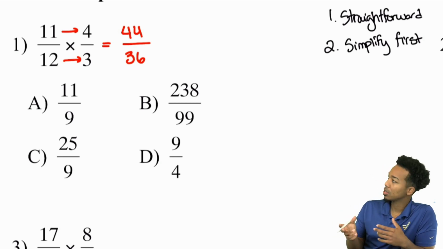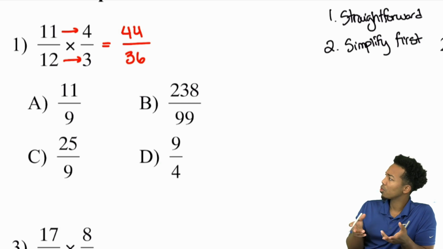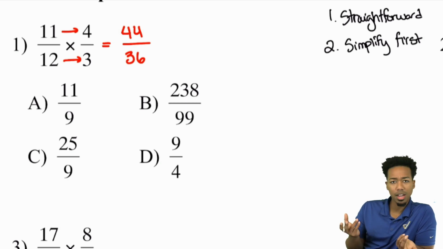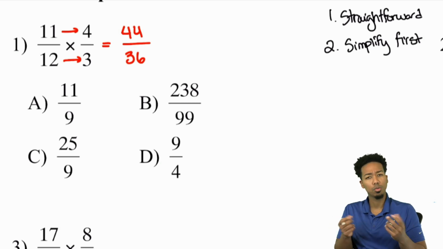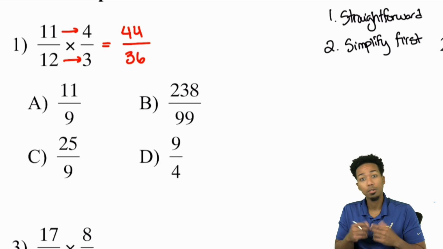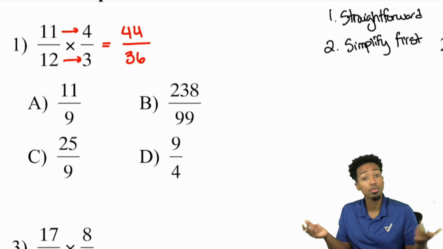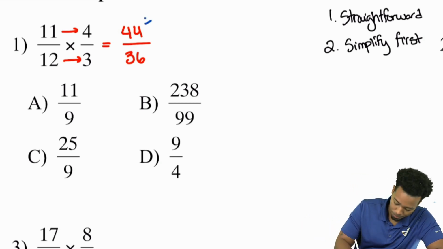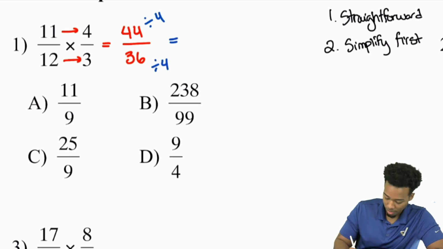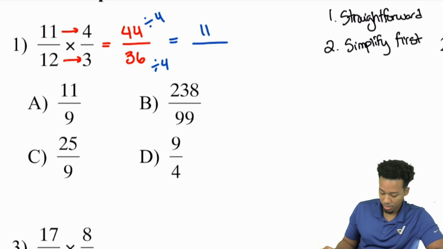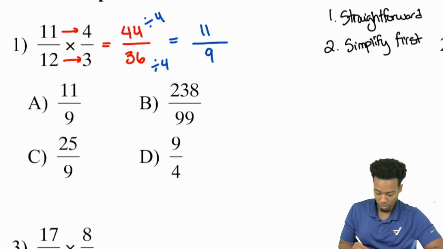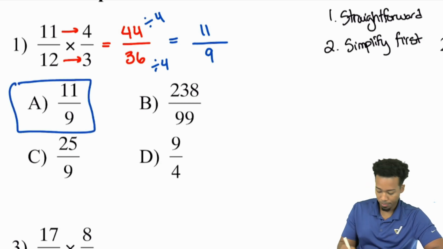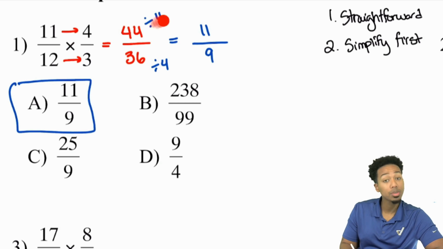Now, when you check this out, you ask yourself, well, what do 44 and 36 have in common? What are they both divisible by? What's their common factor? And you might think 4. And if you said 4, you would be correct. You can divide them both by 4. 44 divided by 4 is 11, and 36 divided by 4 is 9. And so your answer would be 11 over 9. Notice what we did. We multiplied, and then we simplified.